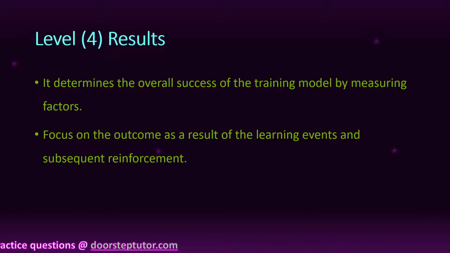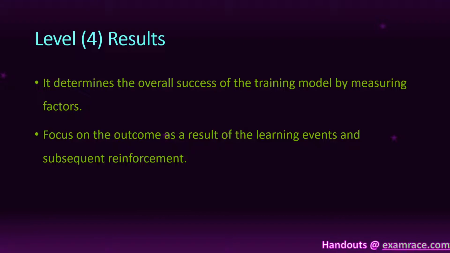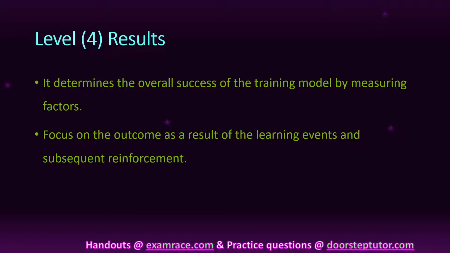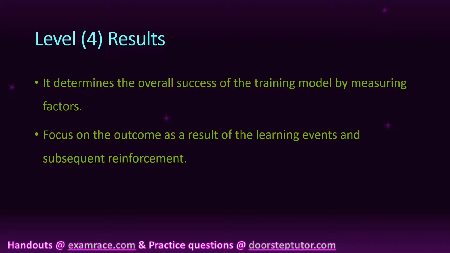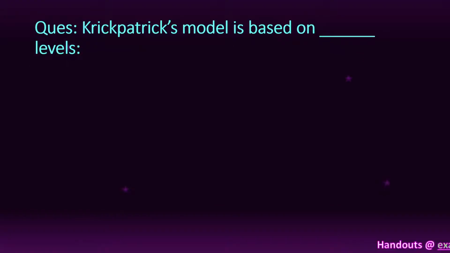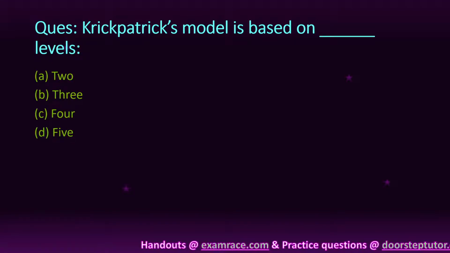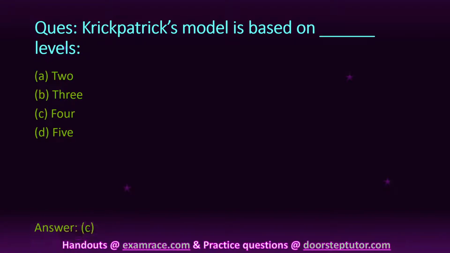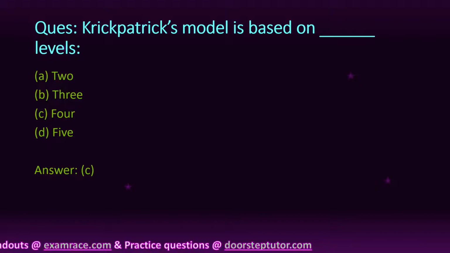So according to Kirkpatrick, there are 4 levels. First one is reaction, second one is learning, third one is behavior, and fourth one is result. And the numbering is like this: first reaction, learning, then behavior, and then result. Okay, now we see some questions regarding this topic. First question is that Kirkpatrick's model is based on dash levels: 2, 3, 4, or 5. So what was the answer? It is answer C, that is 4 levels.